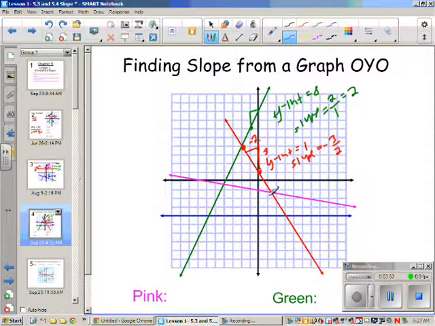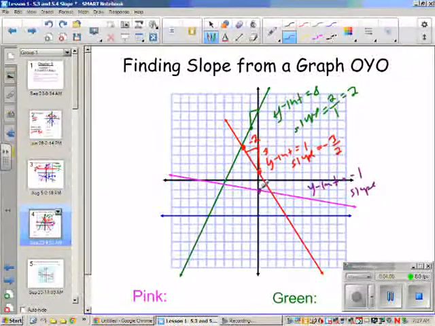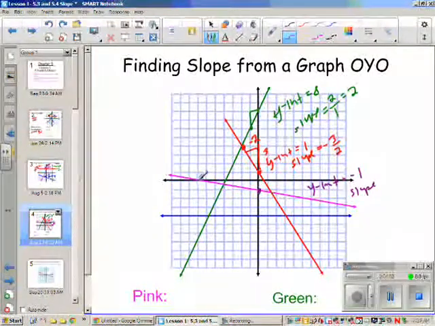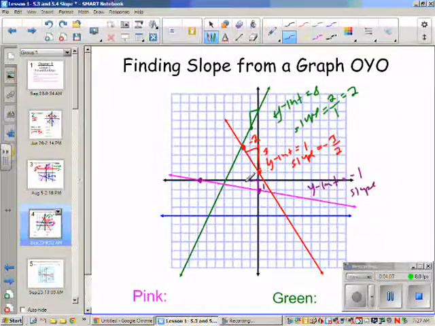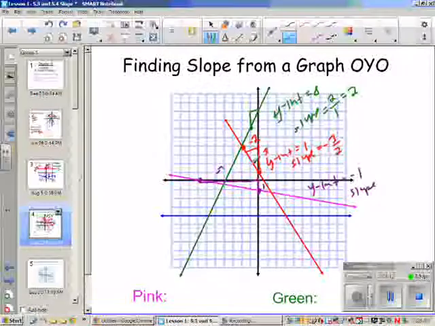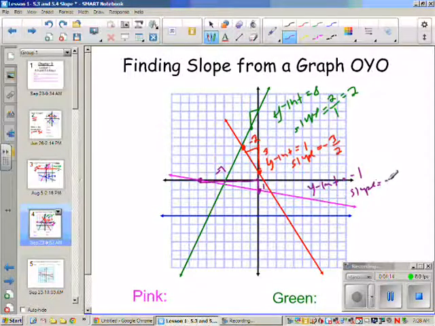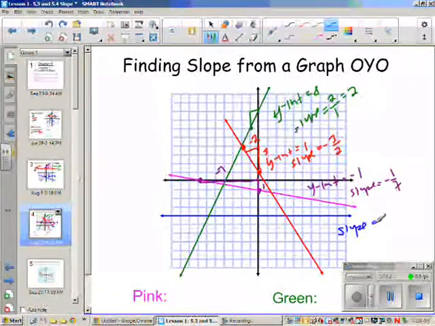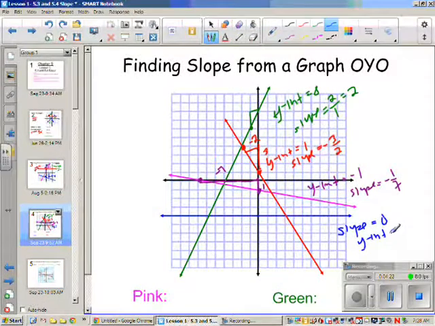The pink line has a y-intercept of negative 1 and the slope is, use that point, and I'm going to use this point way over here, up 1 and over 1, 2, 3, 4, 5, 6, 7. So negative 1/7. And the last one is the blue line, and that one's the easiest. It has a slope of 0 and a y-intercept of negative 4.